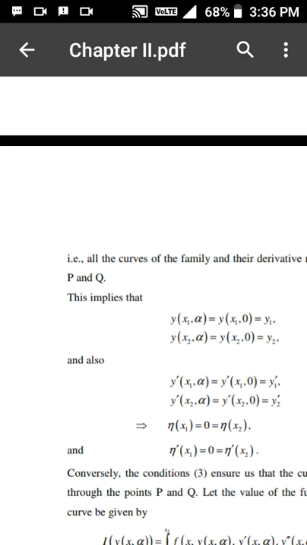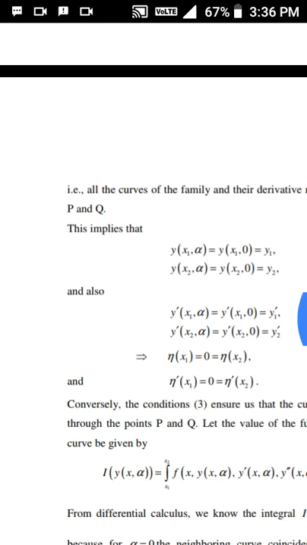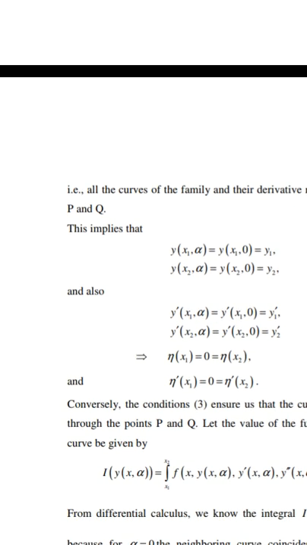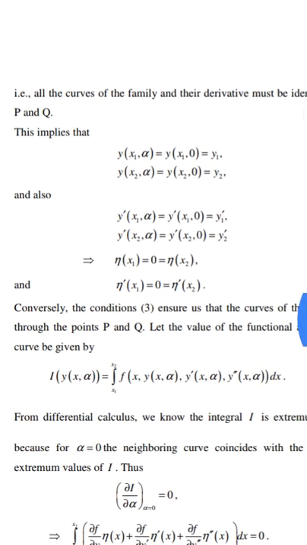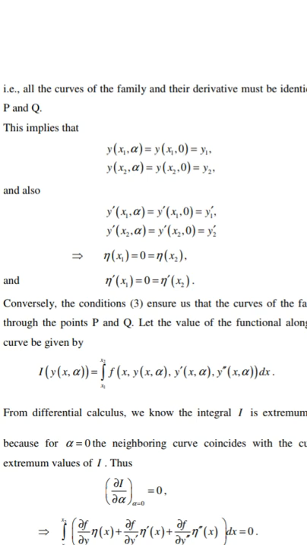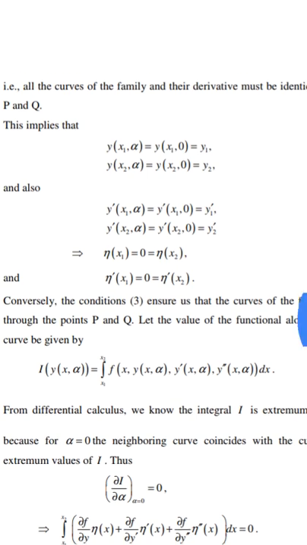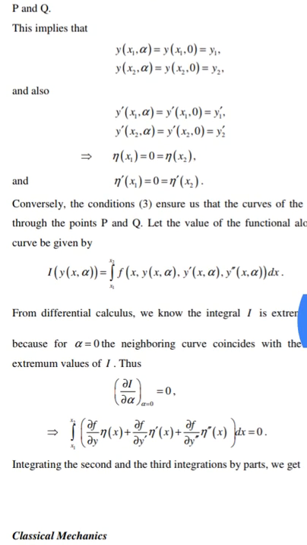This implies that y of x1 alpha is equal to y of x1 0 is equal to y1, y of x2 alpha is equal to y of x2 0 is equal to y2, and also y dash of x1 alpha is equal to y dash of x1 0 is equal to y1 dash, and y dash of x2 alpha is equal to y dash of x2 0 is equal to y2 dash. This implies that eta of x1 is equal to eta of x2 is equal to 0, and eta dash of x1 is equal to eta dash of x2 is equal to 0.